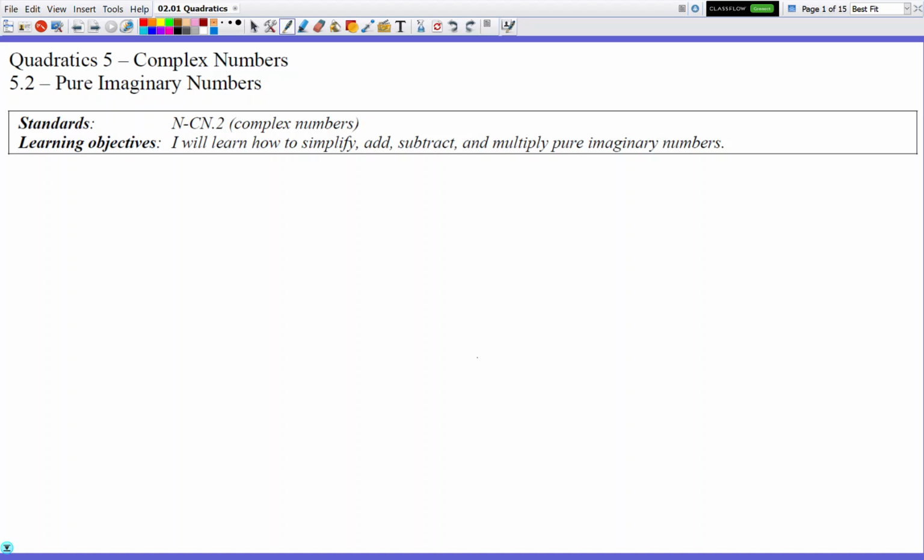Welcome to Quadratics 5.2, Pure Imaginary Numbers. Okay, so we're going to continue from the last lesson where 5.1 introduced to you the situation where imaginary units come into a problem, and I'm going to show you guys how that happens. We're going to do actual problems that are going to have imaginary numbers appear in them.